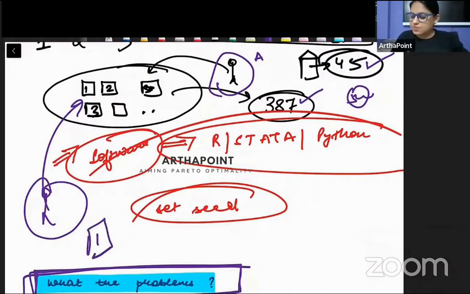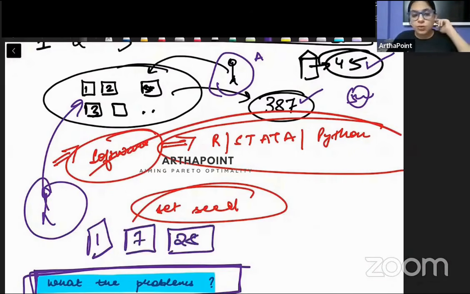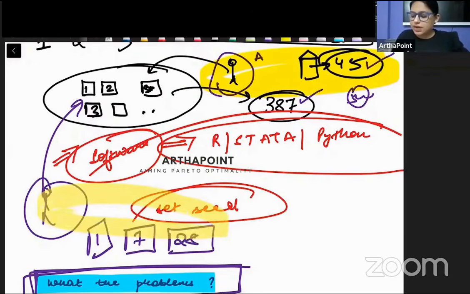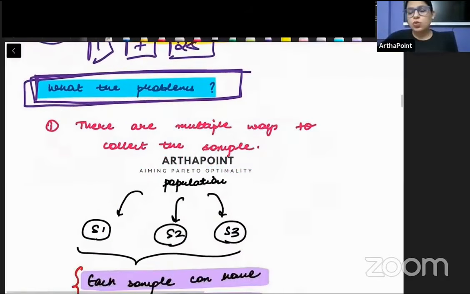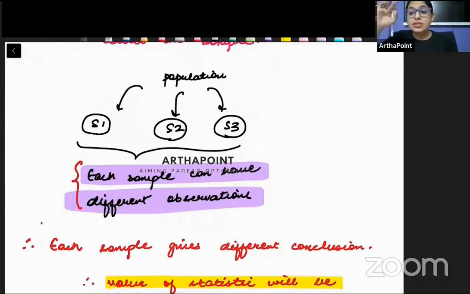Maybe the chits he has picked up are house number 1, house number 7, house number 28 and so on. So the sample that you have created will be different from the sample that person number B will create. It will be different from the sample that person number C will create. तो हर individual एक अलग sample create करेगा. And since each individual will collect a separate sample, therefore, the answers that I will get from the sample will be very different.